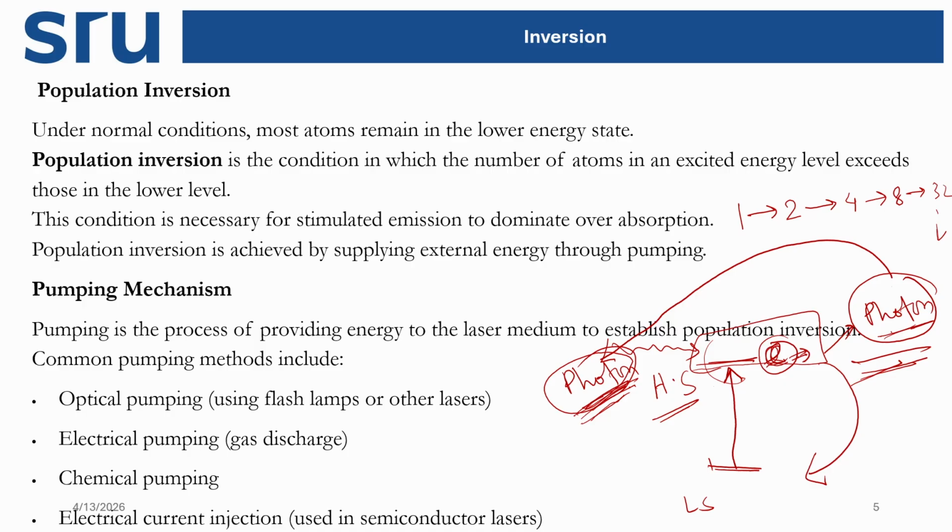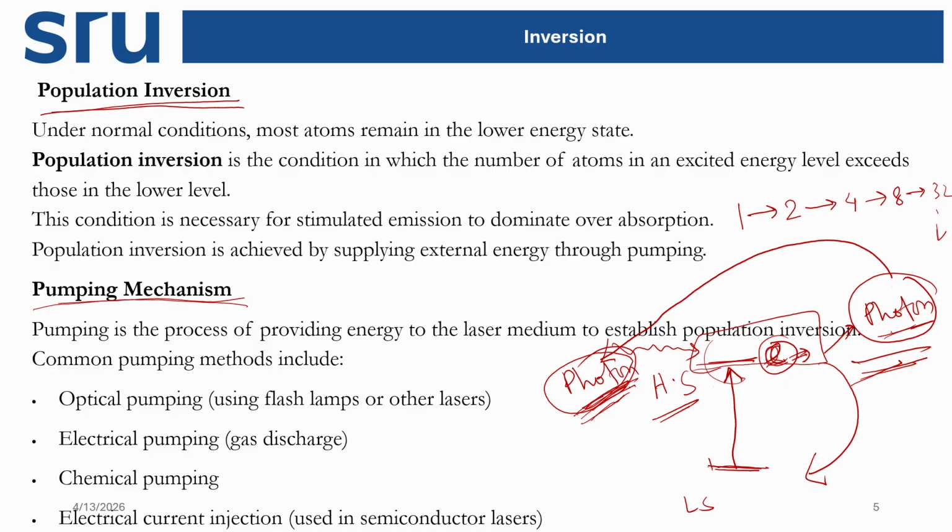So what we need is a larger number of electrons in the higher energy state. When we do this process, it is called population inversion, which means we are making more electrons occupy the higher energy state. So how are we doing this? We are using a pumping mechanism.